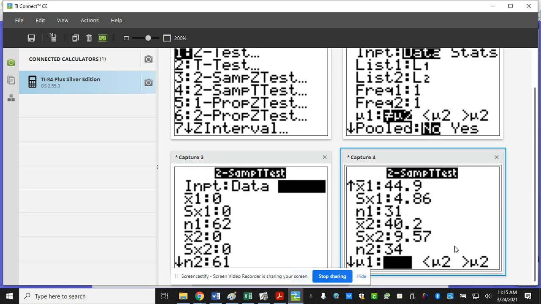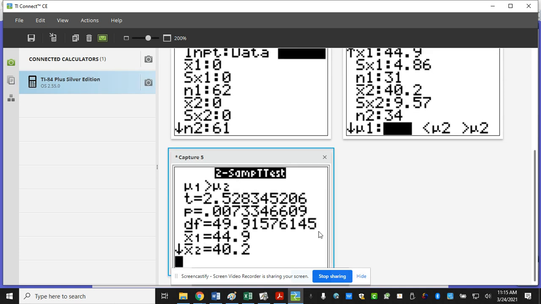We're not pooling because we're not doing that with means. Calculate, and it now gives me my T, my P, my degrees of freedom, and it shows me everything that I entered again, the X bar, S, and N for both my samples.